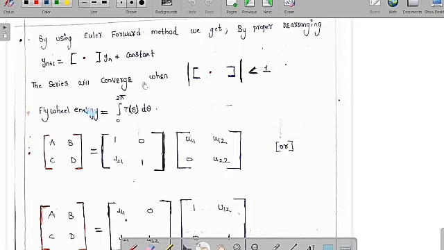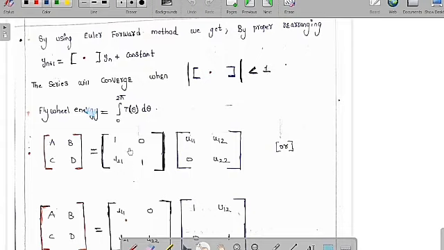So the series will converge when the modulus of this coefficient value is less than 1, then only we can say this series is going to converge to give a finite value of y of n plus 1. It's a very important formula: whenever the modulus of the coefficient of y n is less than 1, then only the series converges and gives a finite value of y of n plus 1.